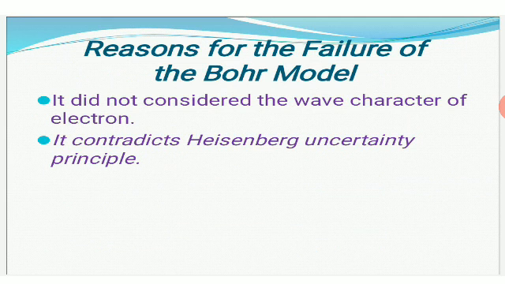Then there comes the uncertainty principle. The uncertainty principle means it is not possible to find out the accurate position and velocity of the electron or any material particle at the same time. So these two points cannot be explained by Bohr's model. Therefore, Bohr's model fails to explain these points and it is rejected.